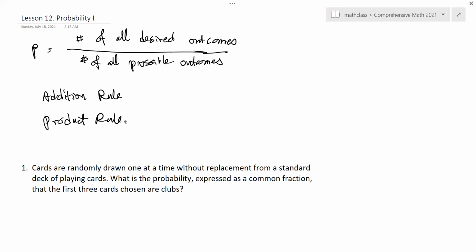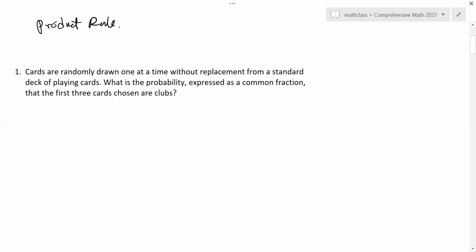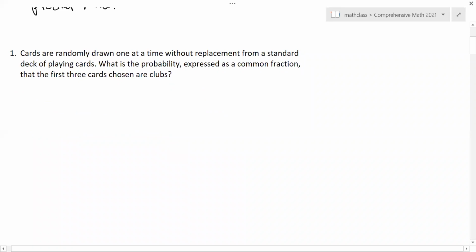Let's take a look at the first problem. The cards are randomly drawn one at a time without replacement. That means you're going to take it out from the box. From the standard deck of playing cards, what is the probability, expressed as a common fraction, that the first three cards chosen are clubs?